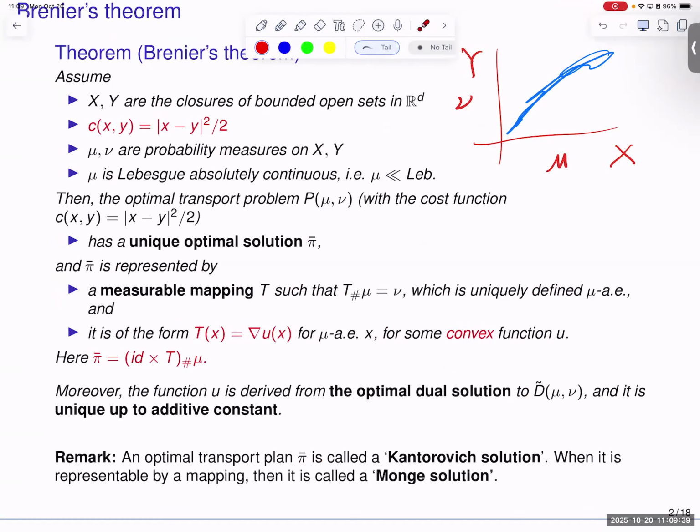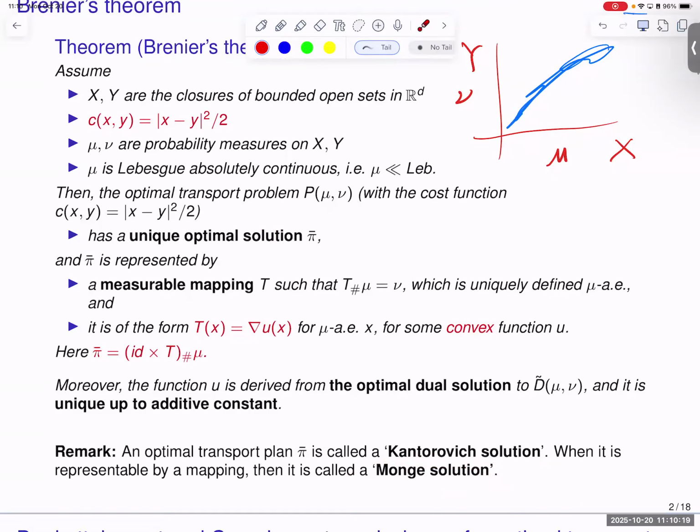In the literature, such a solution coming from Brenier's theorem is sometimes called the Brenier solution, but more often it is called the Monge solution, because Monge considered the problem of finding an optimal mapping, and Brenier's solution gives a solution to Monge's problem. And the optimal transport plan we discussed before is often called the Kantorovich solution, because Kantorovich is the person who considered this transport plan problem.